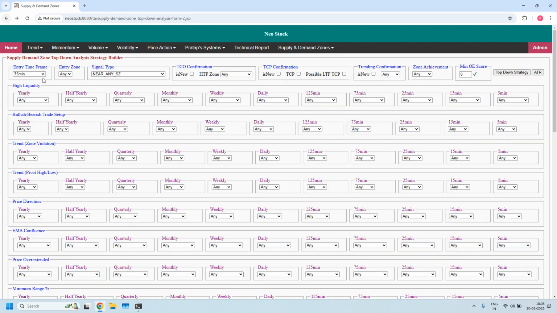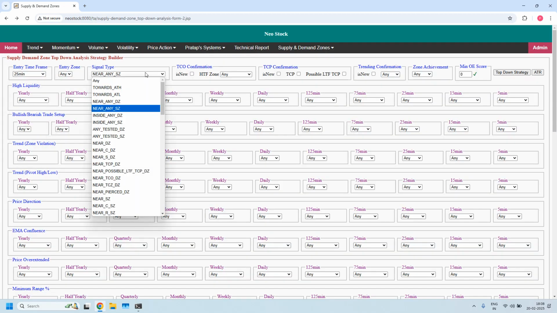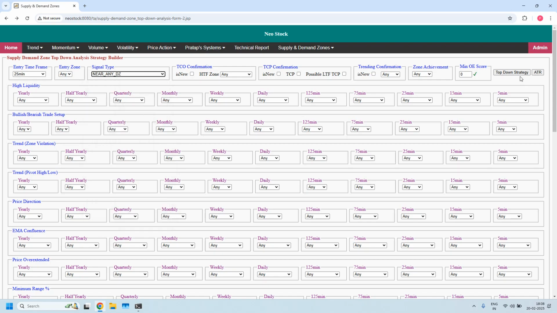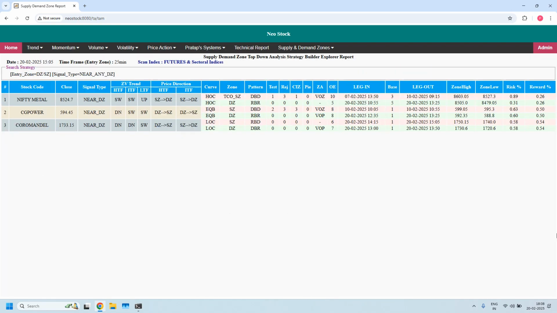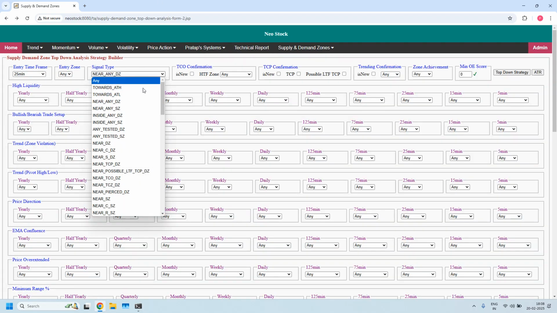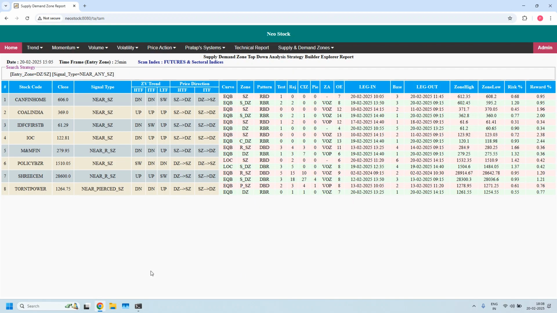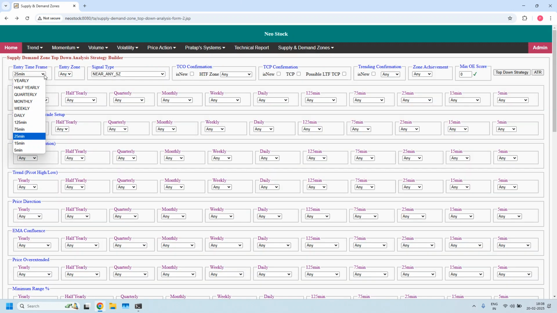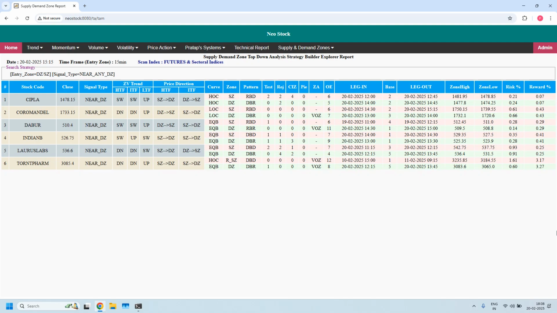Okay, next time frame is 25 minutes. Stocks near 25 minutes demand zone. We got 3 stocks. Next, 25 minutes time frame. Stocks near 25 minutes supply zone. We got 8 stocks. Next time frame is 15 minutes. Stocks near 15 minutes demand zone. We got 6 stocks.